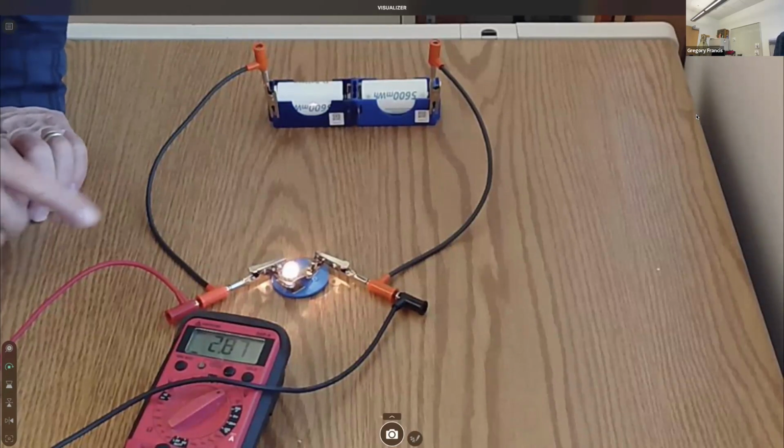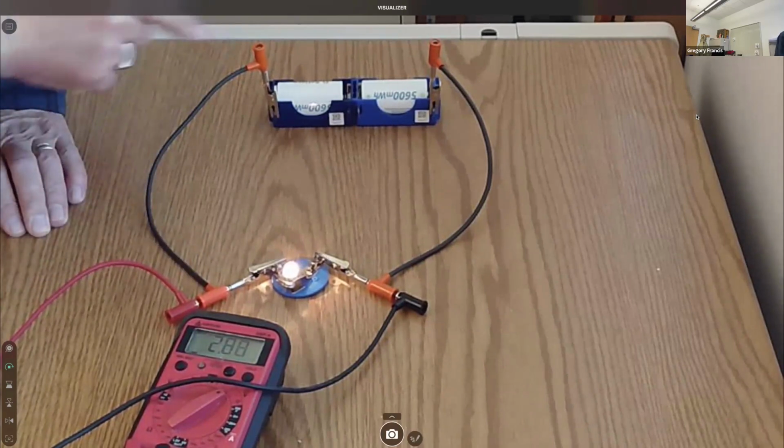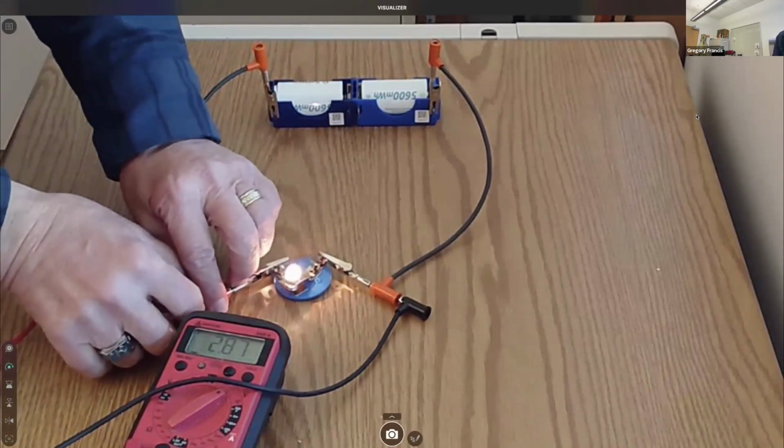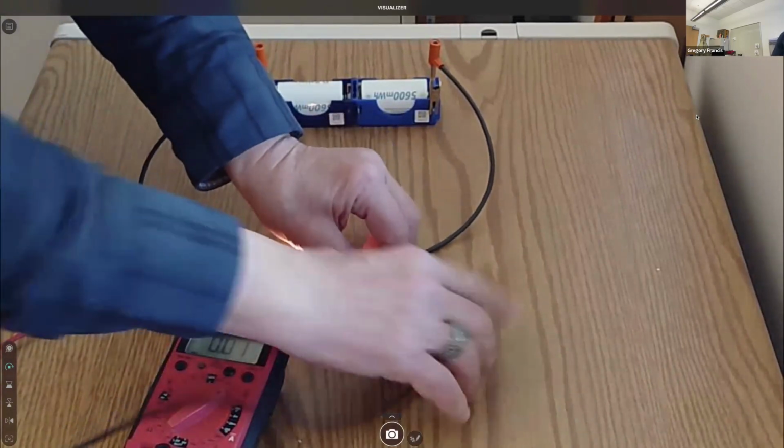If we were to measure the voltage across these wires that are not perfect, we would find that there's a little bit of voltage across those, but perfect wires would give us absolutely no voltage across the wires. Okay.